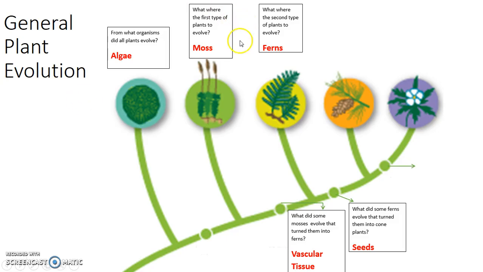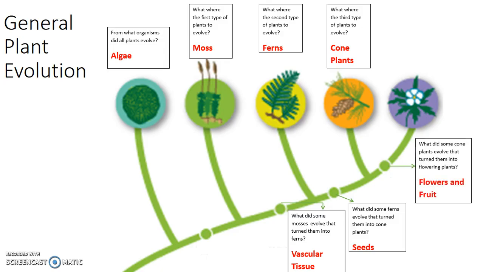Once ferns started evolving seeds, they became the next group of plants, cone plants, gymnosperms. Those gymnosperms would eventually become flowering plants, angiosperms, once they evolved fruits and flowers. No gymnosperms, no cone plant has fruits or flowers. Only flowering plants do. That's why they're gymno. Their seeds are exposed to the elements instead of angio, enclosed in a fruit or flower.